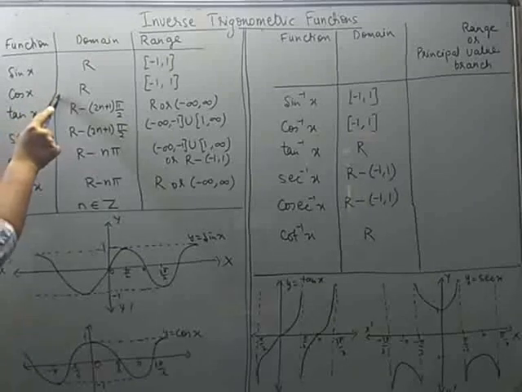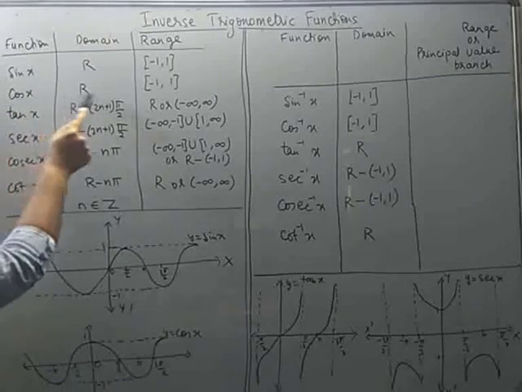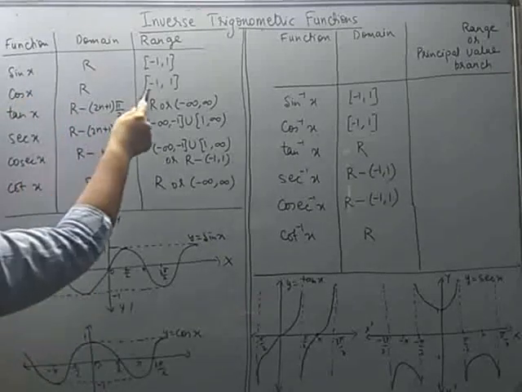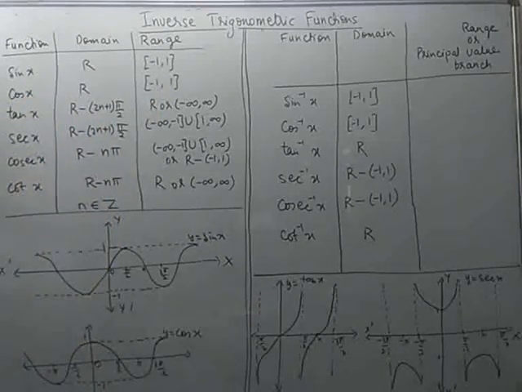Same is the case of cos x. X can be replaced by any real number. It can take any real value. But corresponding to that, cos x comes out to be between -1 and 1.